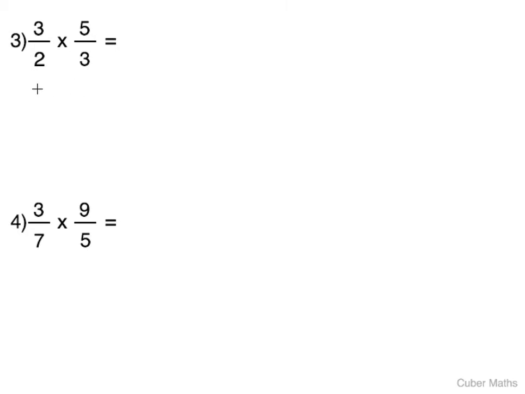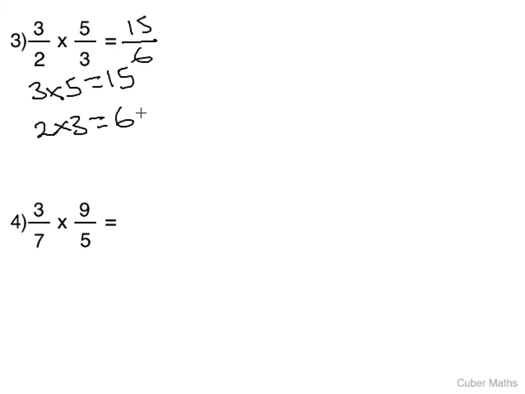Here we have our third problem, and it says 3 over 2 times by 5 over 3. Now again, if we take our top numbers, the numerators, we've got 3 times by 5, which gives us 15. And if we take the denominators, we've got 2 times by 3, which gives us 6. So now we write that on the right hand side of our equal sign, we've got 3 times by 5 gives us 15 over 2 times by 3, which gives us 6.